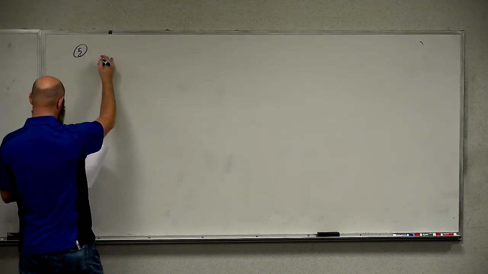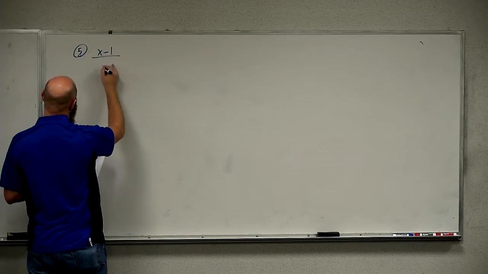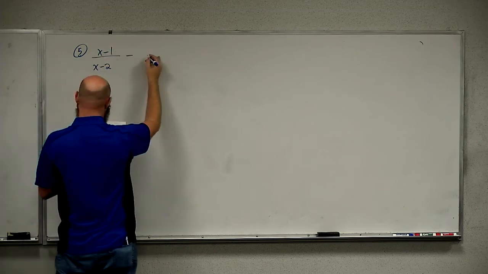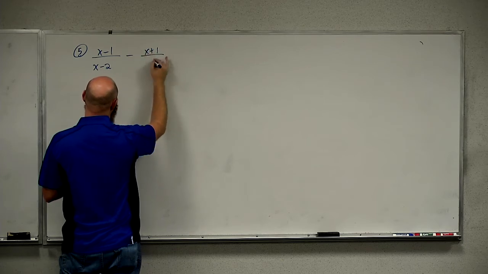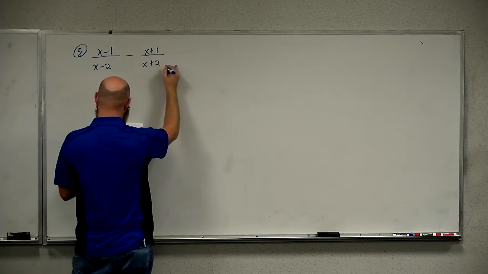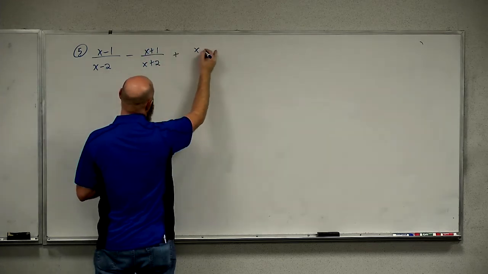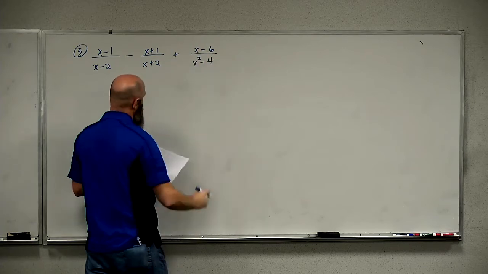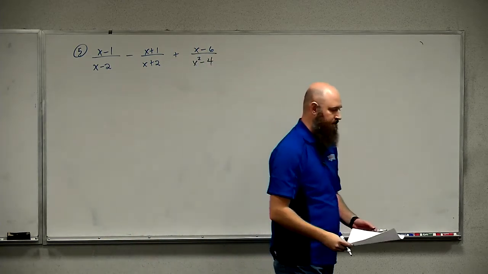Number 5. (x minus 1)/(x minus 2) minus (x plus 1)/(x plus 2) plus (x minus 6)/(x squared minus 4). Okay.